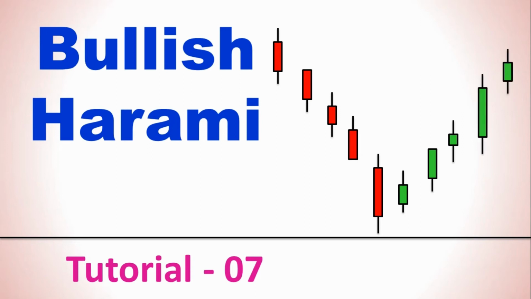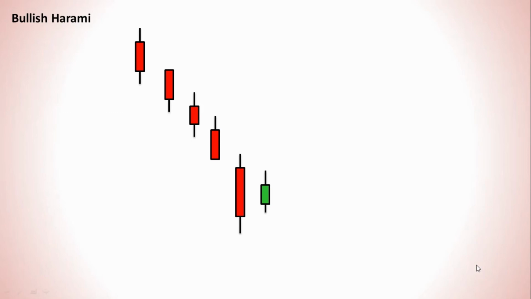a long position. The bullish harami is a long candlestick followed by a small body that is completely inside the range of the previous body. As we see here, this is a long candlestick body which is followed by a small real body, which is within the limit of this large candlestick. That's why we say it looks like a pregnant woman.